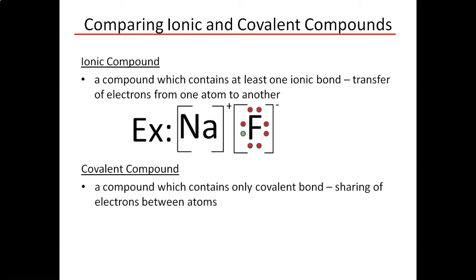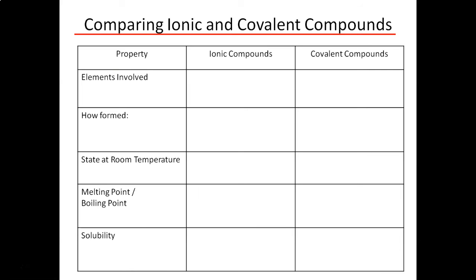Covalent compounds contain only covalent bonds, only sharing of electrons. There has been no transfer of electrons between atoms. And so these 2 basic differences allow us to establish some properties of the 2 different types of compounds, and they help to determine the physical properties of ionic and covalent compounds. Okay, so we can look at a nice little summary chart.